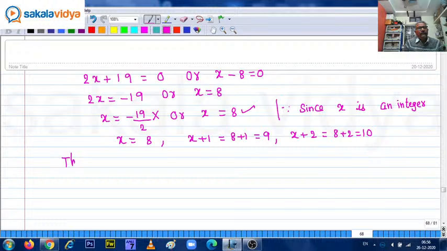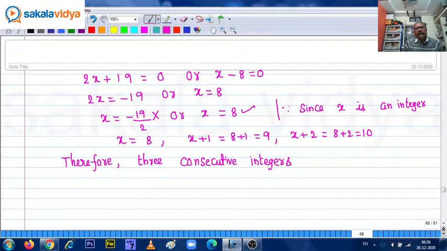Therefore, the 3 consecutive integers are 8, 9 and 10. That is completed.